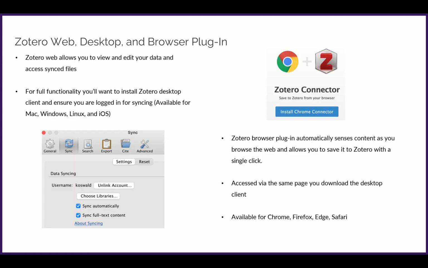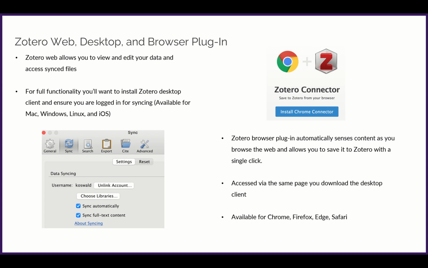So when we get started with Zotero, we'll want to make an account on Zotero Web. So Zotero Web allows you to view and edit your data and access synced files. For full functionality though, you'll want to install the desktop client and ensure that you're logged in on the desktop client to sync across the web and the desktop.